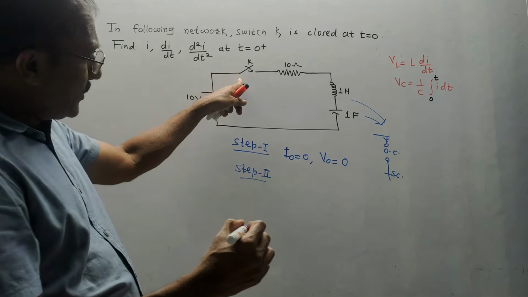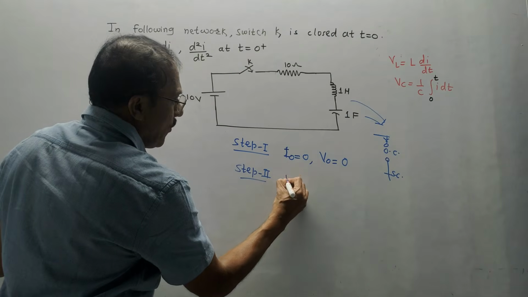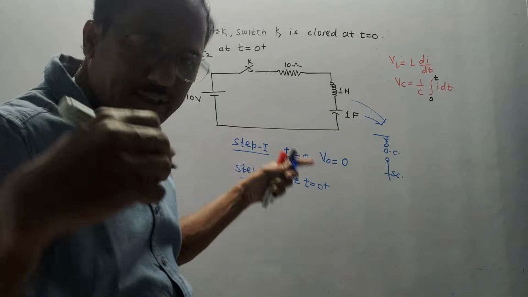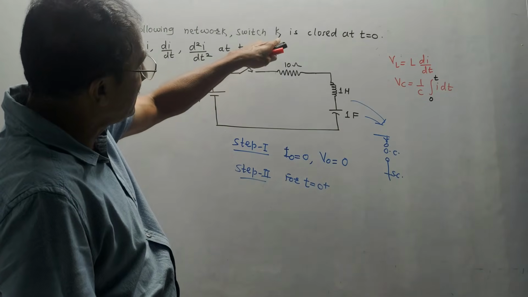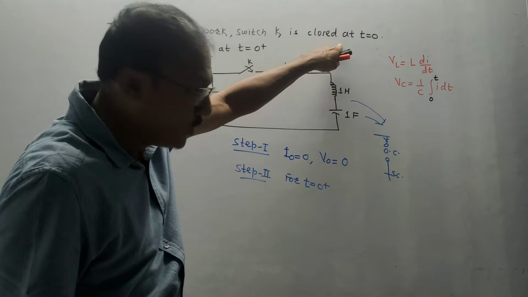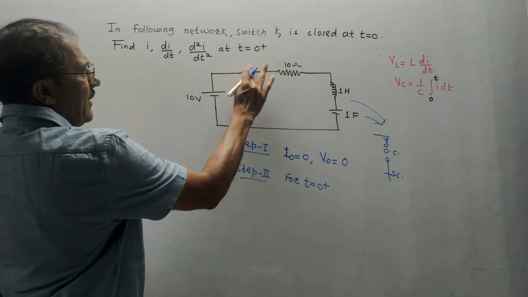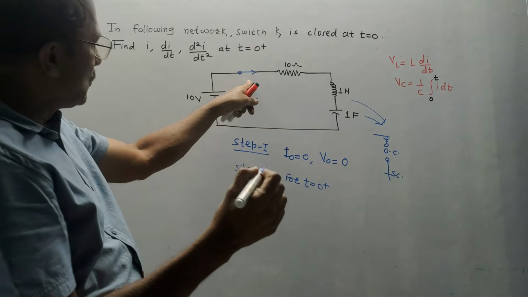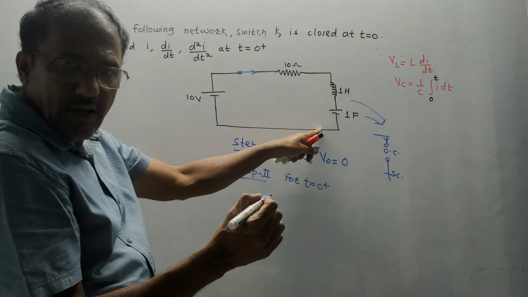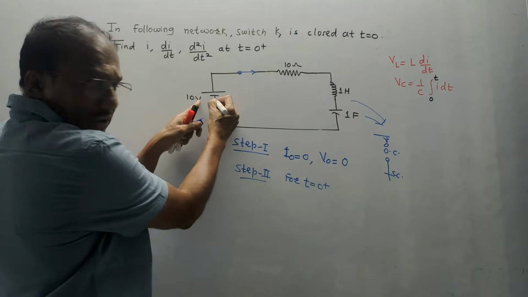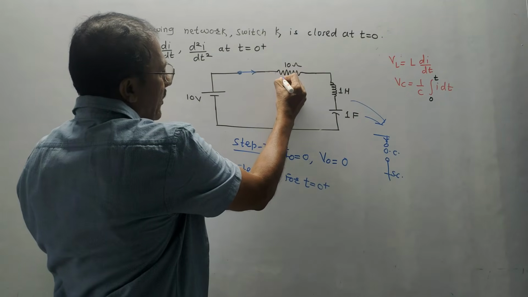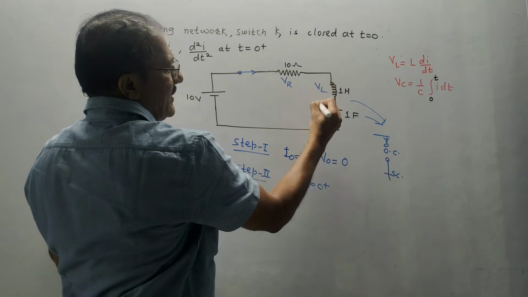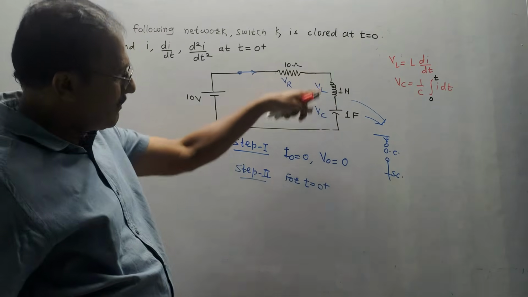There is only one source. Step 2 means what we are supposed to do. For t is equal to 0 plus, that means after operating the switch. In this numerical, after operating the switch means the switch is closed. So if the switch is closed, I will show the diagram like this. This is now indicating the switch is closed. So 10 volt is connected across the entire circuit. This 10 volt is the voltage source. So some voltage drop will be across the resistor, that is VR. Then some voltage drop will be across the inductor, that is VL. Some voltage drop will be across the capacitor, that is VC.